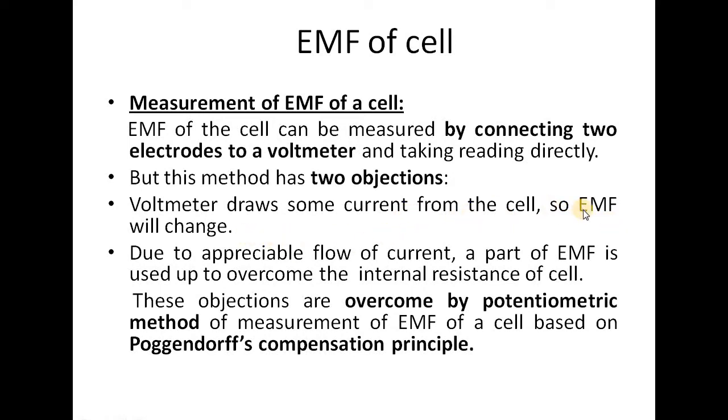So how can we calculate the correct EMF of the cell if the EMF of the cell is changing? Second, due to appreciable flow of current, a part of the EMF is also used up to overcome the internal resistance of the cell. So this again will change the EMF of the given cell. These objections are overcome by the potentiometric method of measurement of EMF of a cell, which is based upon Poggendorff's compensation principle. Now how do we measure the EMF of a cell using this principle?